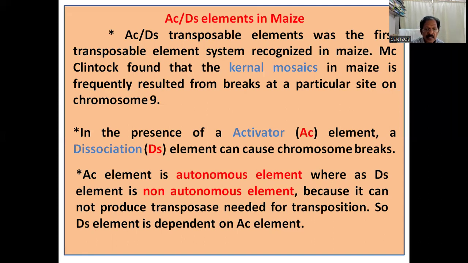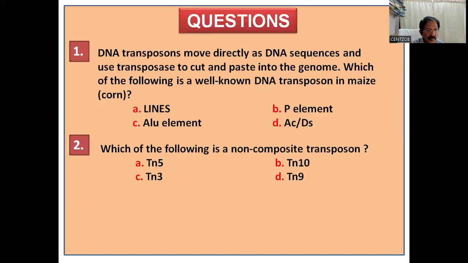Okay. Then we can do some questions. First question: DNA transposons move directly as DNA sequences and use transposase to cut and paste into the genome. Which of the following is a well-known transposon in maize? Here, the first part of the question is only a general statement. The question is, which of the following is a well-known transposon in maize? It's a direct question. It is the Ac/Ds element. Which of the following is a non-composite transposon? It's also a direct question: Tn3.